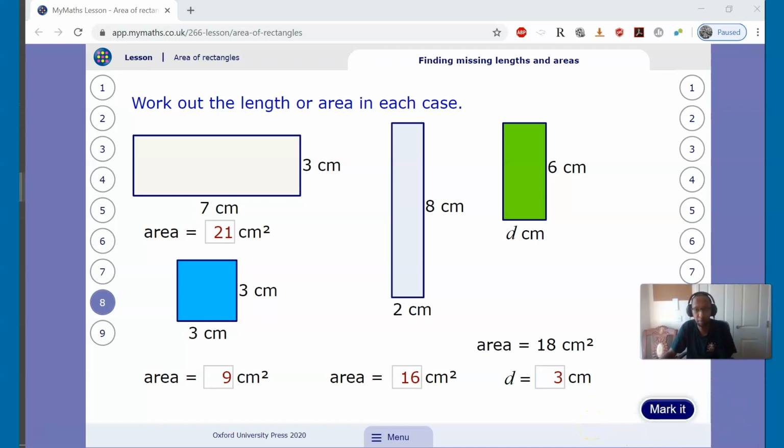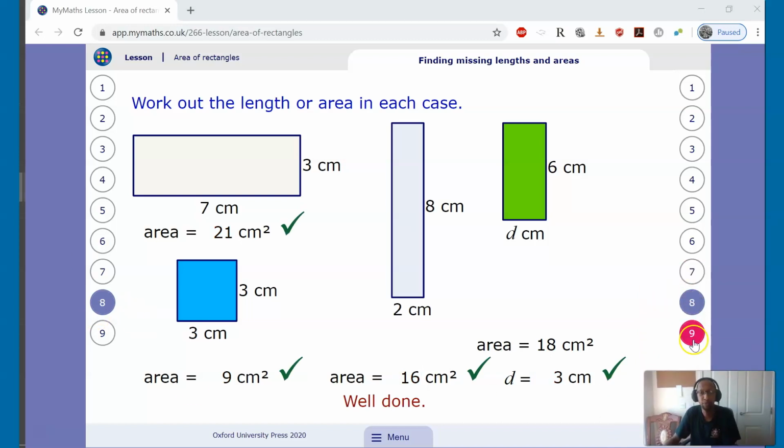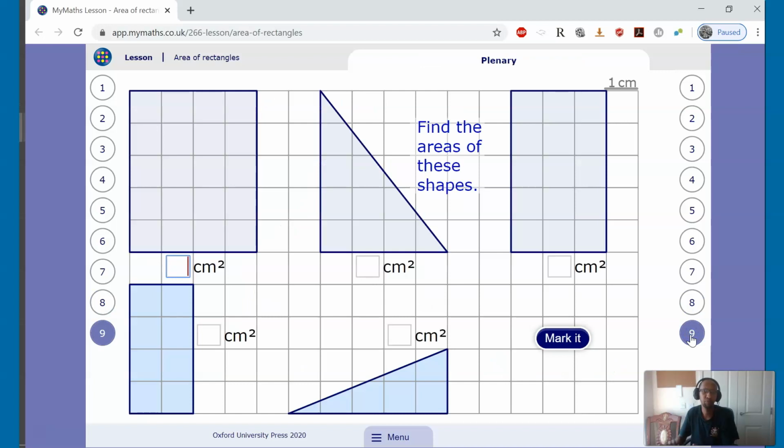And if we mark our work, you should have 4 out of 4. Okay, to give you an individual task, have a go at the following. Pause the clip to give you some time. Have a go at these questions, and you can do it any way you want. You can count the squares or you can use the formula.